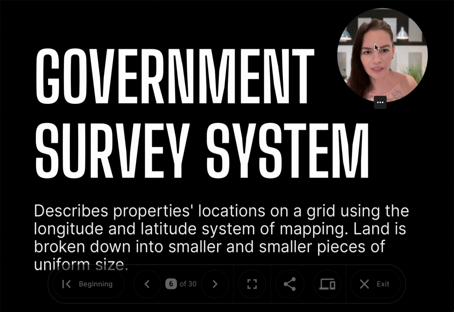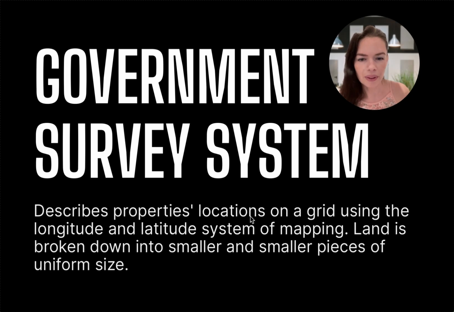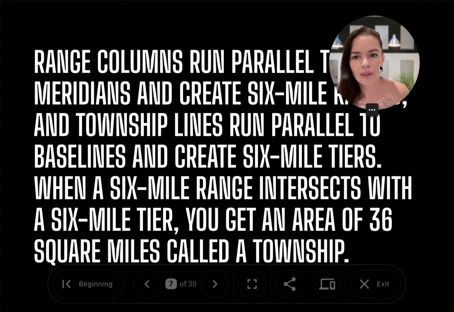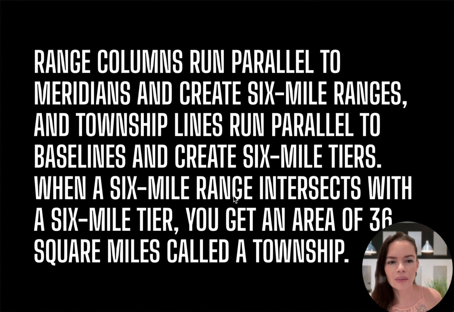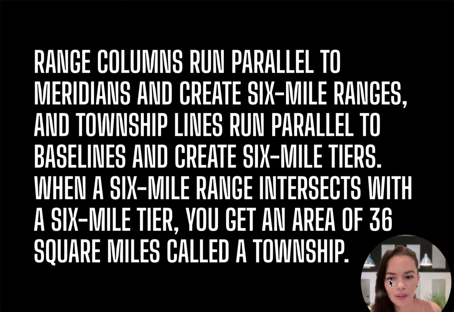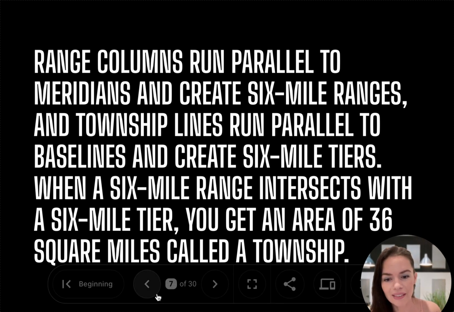Government survey system describes a property's location on a grid using the longitude and latitude system of mapping. Land is broken down into smaller and smaller pieces of uniform size. Range columns run parallel to meridians and create 6-mile ranges, and township lines run parallel to baselines and create 6-mile tiers. When a 6-mile range intersects with a 6-mile tier, you get an area of 36 square miles, called a township.